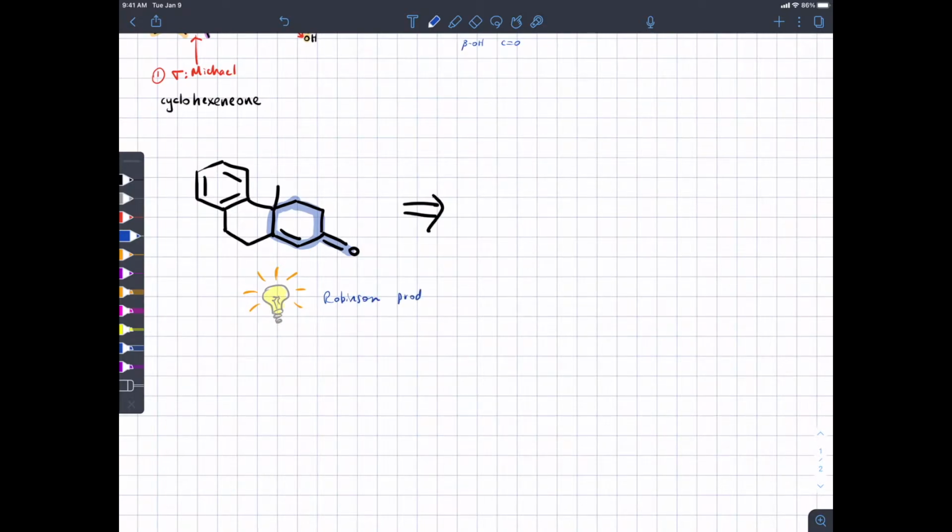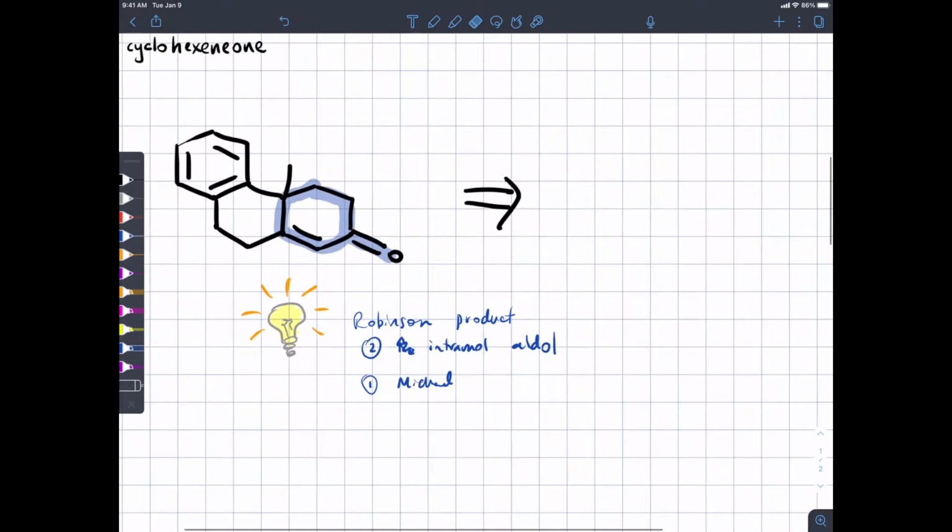And right away, I'm going to be thinking, okay, this is a product we got from first step is a Michael reaction, and second step is an intramolecular aldol. Okay, so now the real work begins. Now that we can remember that a Robinson annulation is a Michael reaction followed by an intramolecular aldol, now we have to look for the aldol part of our product. So where in this molecule is the aldol product? What structural feature is consistent with an aldol product?